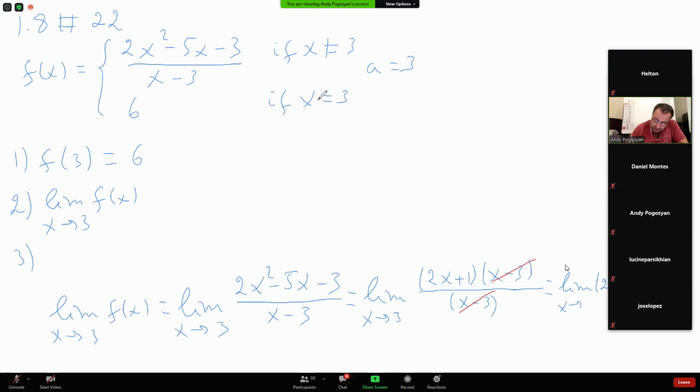as x approaches 3. This is 2 times 3 plus 1, it's 7. So the limit exists and equals 7. So the function value is defined. The limit of the function is also defined, but they are not equal to each other. So the limit of f of x as x approaches 3 is not equal to f of 3. So this is the reason that we have a discontinuity.